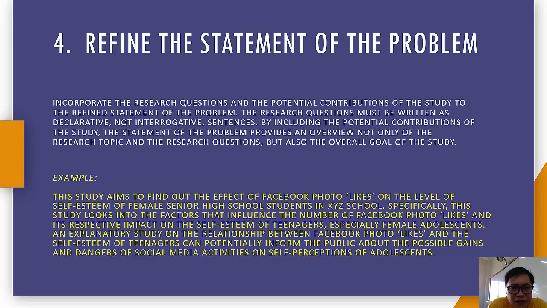So for example, we have: The study aims to find out the effects of Facebook photo likes on the level of self-esteem of female senior high school students in XYZ school. Specifically, the study looks into the factors that influence the number of Facebook photo likes and its respective impact on the self-esteem of teenagers, specifically female adolescents. An explanatory study on the relationship between Facebook photo likes and the self-esteem of teenagers can potentially inform the public about the possible gains and dangers of social media activities on self-perceptions of adolescents. So you have now the statement of the problem.